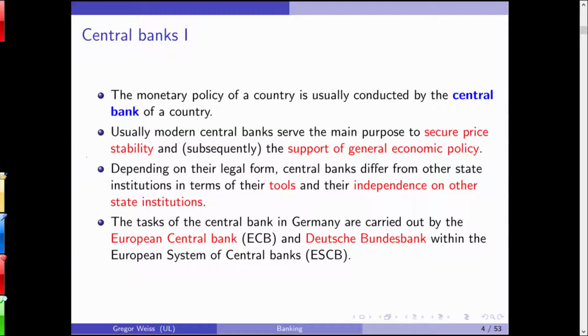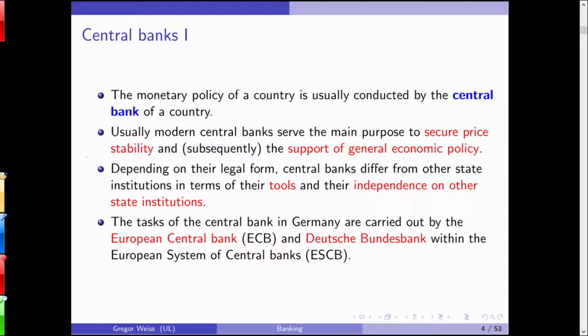Usually for a central bank, its main task and its main duty is to secure price stability. And this is especially true for Germany because Deutsche Bundesbank has always been very proud to be the defender of the local currency, the defender of the Deutsche Mark, because it was very successful in guaranteeing price stability and very successful in fighting inflation and hyperinflation during the years up until we introduced the euro.